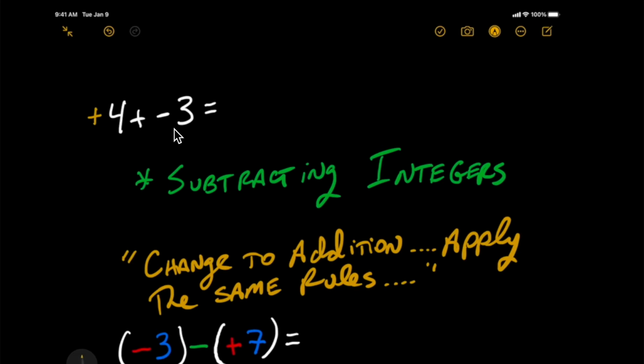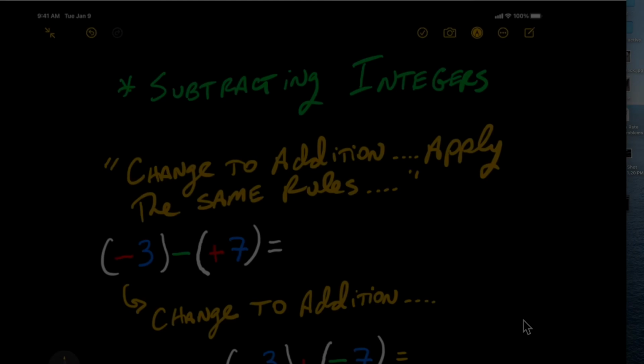When the signs are different, and we are adding integers, we subtract big minus small. That gives us 1, and we use the sign of the larger integer. So here 4 is larger than 3, therefore we use the positive sign.